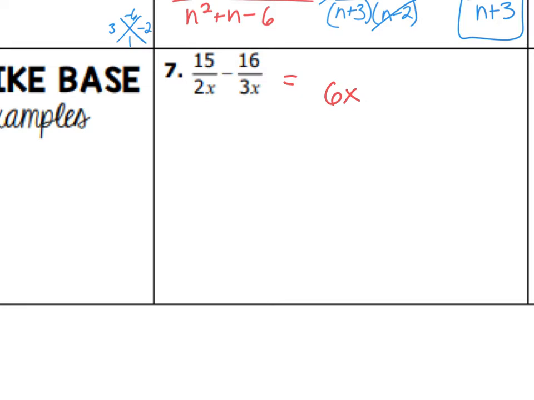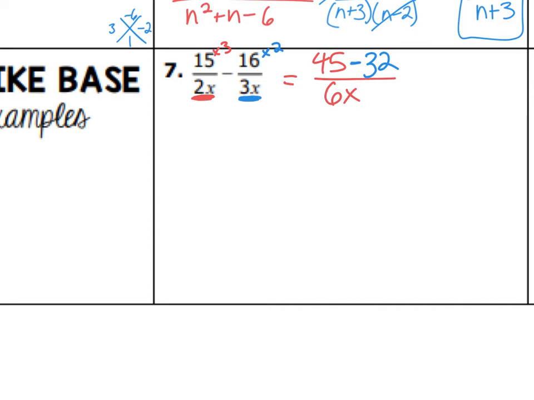But if I look, does 2x equal 6x? Obviously not. What do I need to multiply by to get me to 6x? Just 3, right? So if I multiply on the bottom by 3, what do I need to do on the top? Multiply by 3. So what is 15 times 3? 45. Okay, now my second fraction. We've got 3x here, correct? What do I need to multiply by to give me 6x? 2. So I'll multiply by 2 on the top as well. 16 times 2 is 32. And I'm subtracting, so I'm going to put a minus sign between those two values.